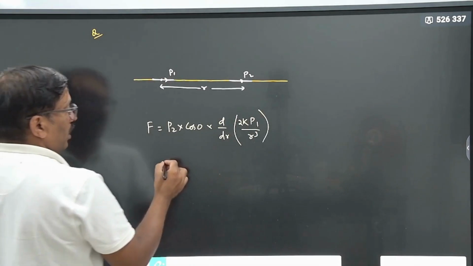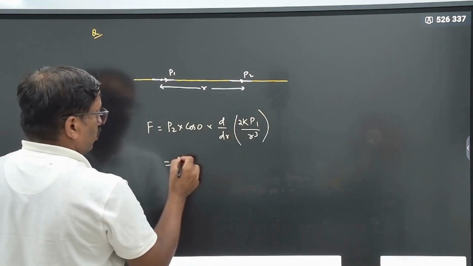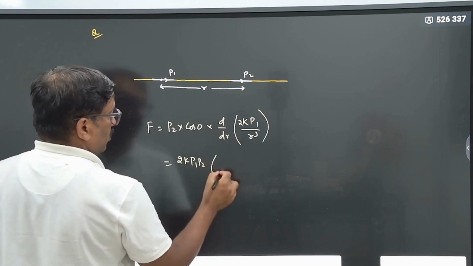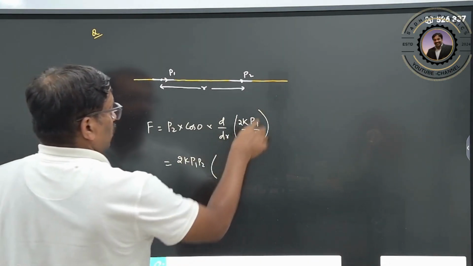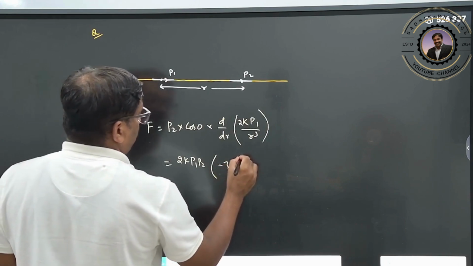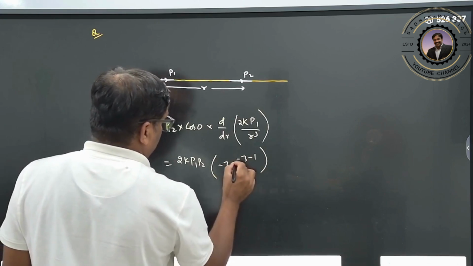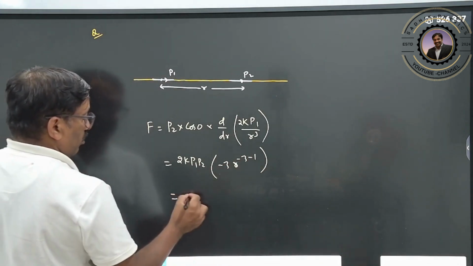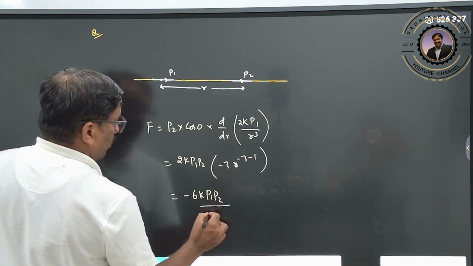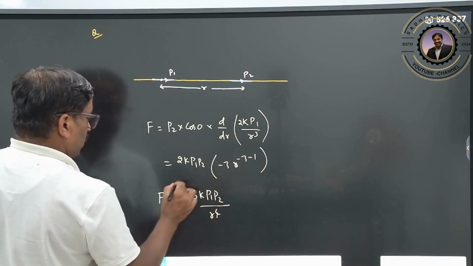So you can rewrite it: cos 0 is 1, therefore 2k into P1 P2 into the differentiation of this, so minus 3, right, into r to the power of minus 3 minus 1. So what you will get is minus 6k P1 P2 divided by r to the power of 4. This is your force.